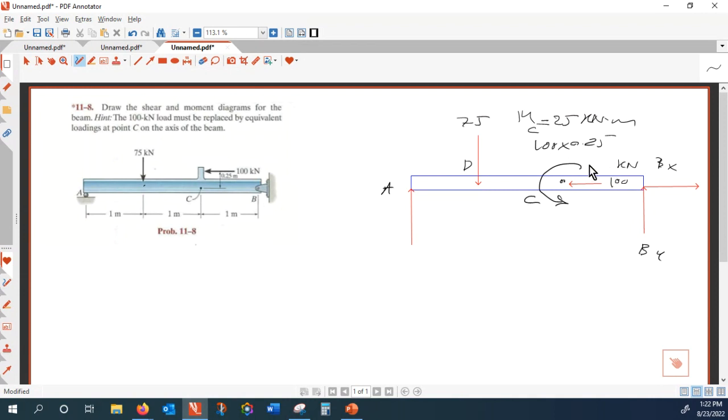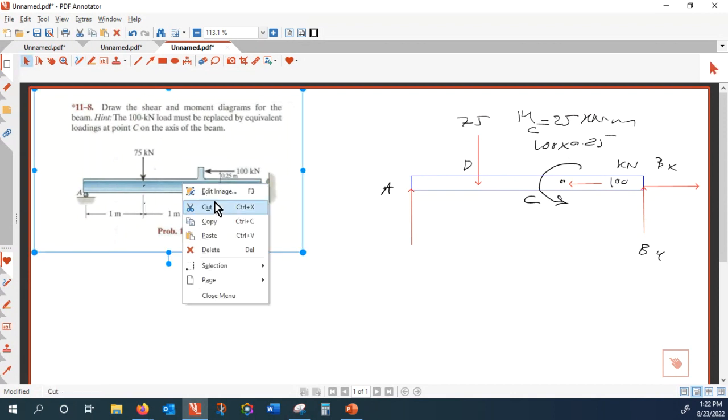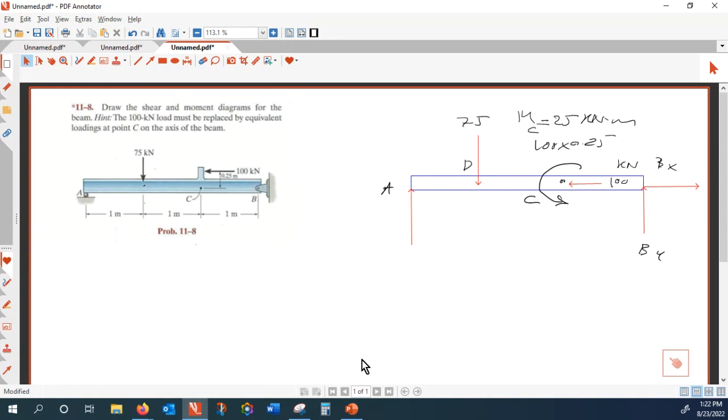All right, first thing first, how do we find out the reactions? To find out the reactions, I take sum of rotation with respect to A equal to 0. And for that, I get 75 times the arm of rotation, which is 1. And this is making a negative rotation.